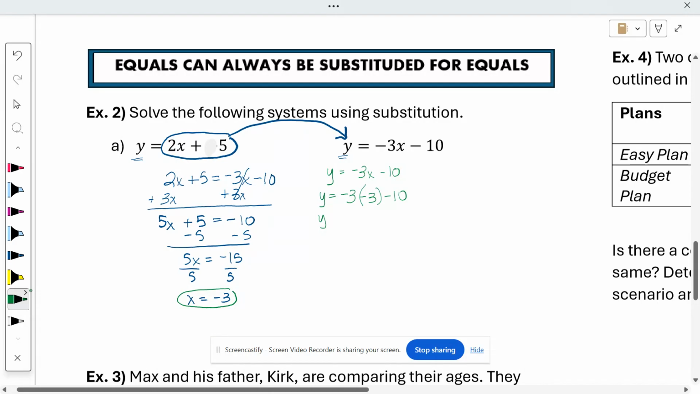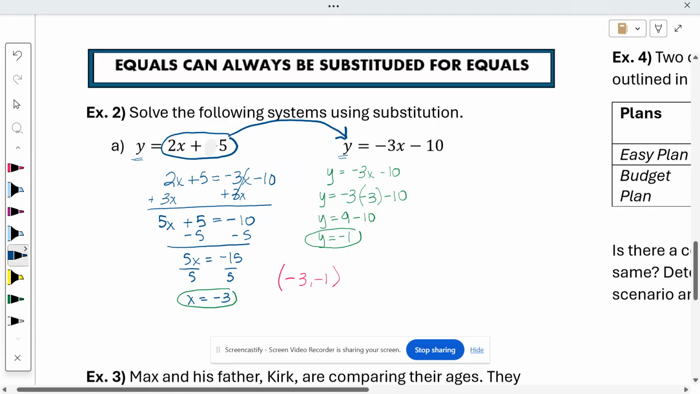Well, I know that a negative times a negative is a positive, and 3 times 3 is 9. So I end up with positive 9 minus 10, and 9 minus 10 is negative 1. So the solution to my system, which is an ordered pair, is the ordered pair negative 3, negative 1.